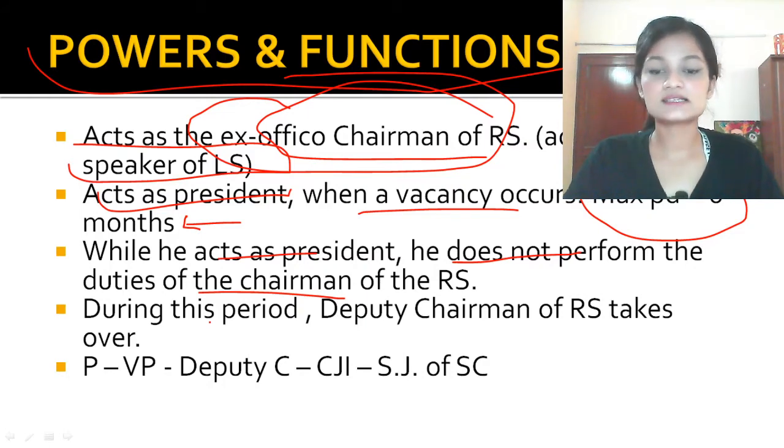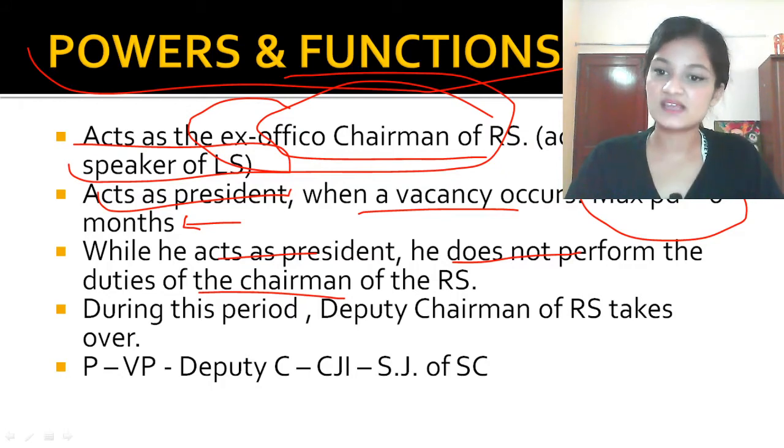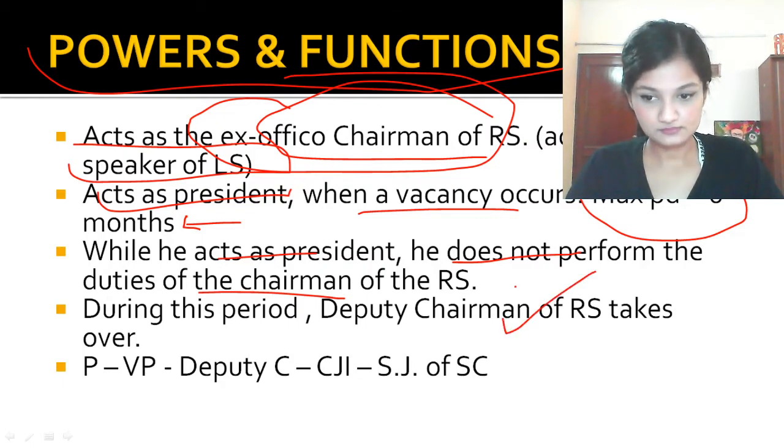So I think this is self-understood that if there is a vacancy in the position of the president, the vice president takes over, and while the vice president is acting as the president, which he can do only for a maximum period of 6 months, he will not be the chairman of Rajya Sabha, and that position would then be occupied by the deputy chairman of Rajya Sabha.